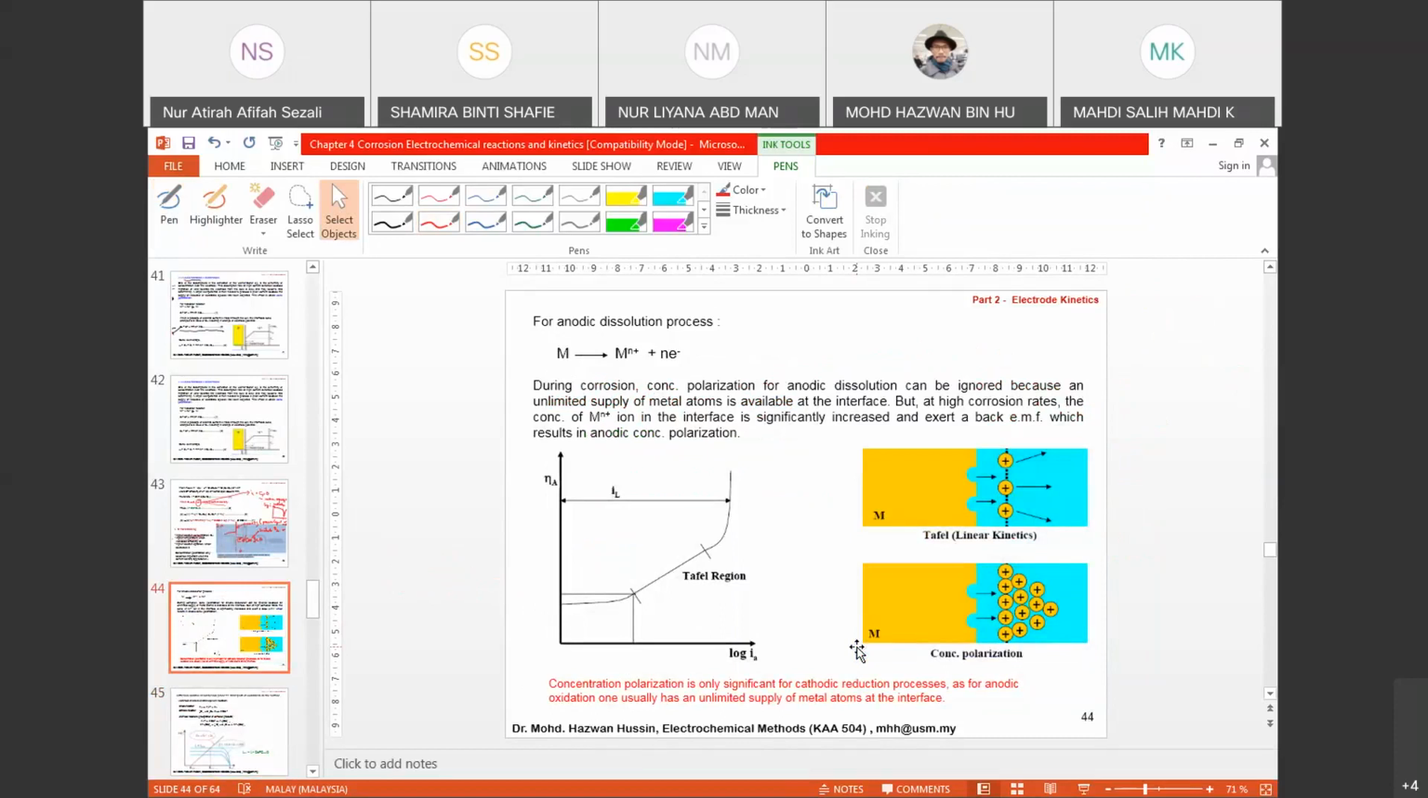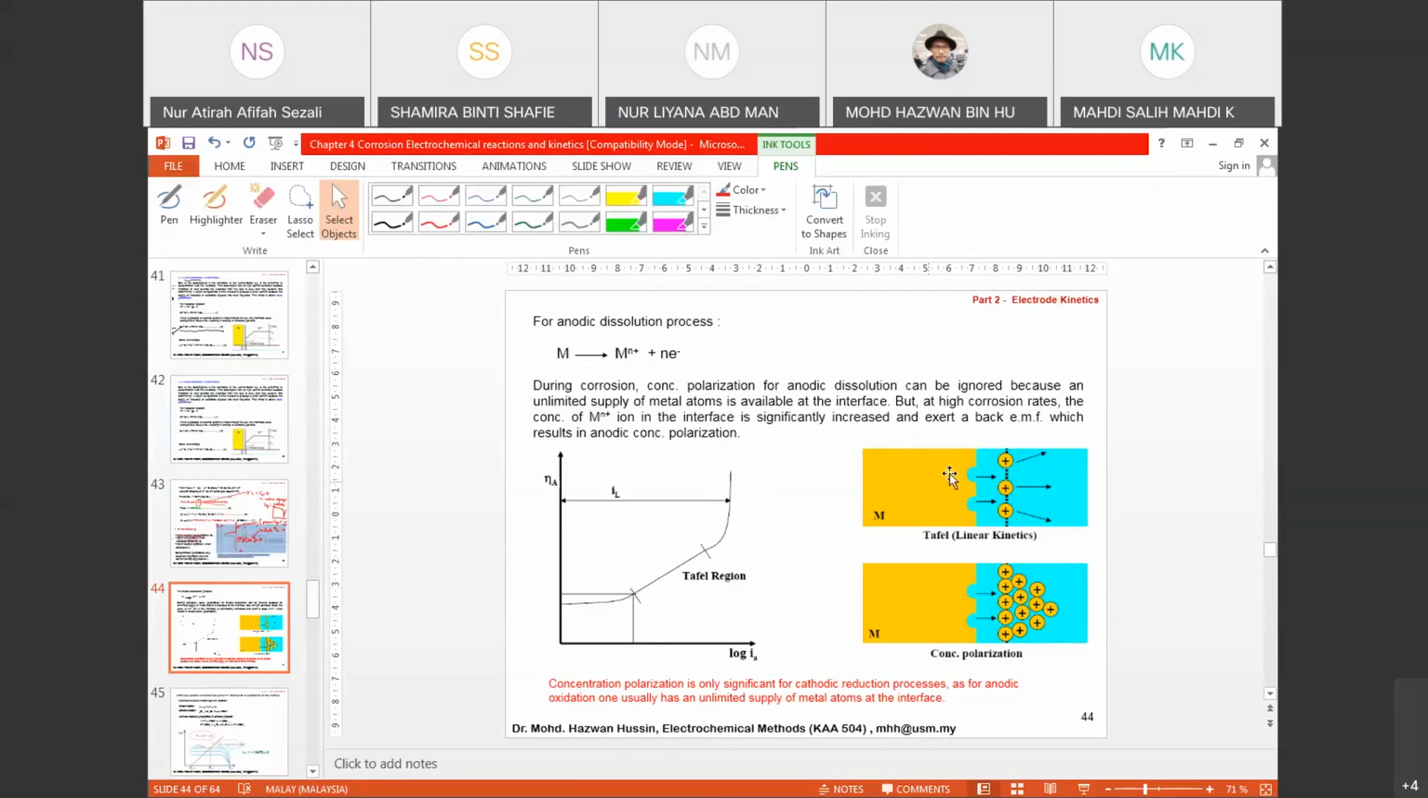This is basically to explain what I have explained to you even before. When you have an anodic dissolution process, the metal will become ions. The concentration polarization for anodic dissolution can be ignored because an unlimited supply of metal atoms is available at the interface, but at a high corrosion rate, the concentration of M n+ at the interface is significantly increased and exerts a back electromotive force, which results in anodic concentration polarization.